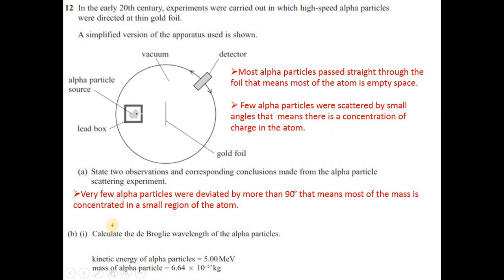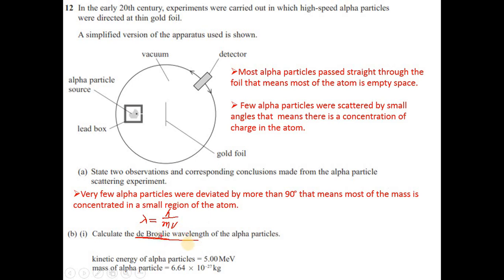Part B, calculate the de Broglie wavelength of the alpha particles. Kinetic energy of the alpha particles is 5 million electron volts, and the mass of the alpha particle is given. You need to find the de Broglie wavelength, lambda, because it is the wavelength associated with the moving particle. A moving particle must have the motion property called momentum. So lambda is equal to h upon mv.